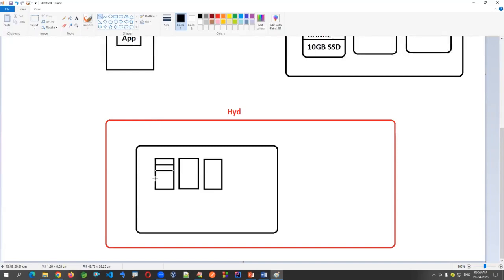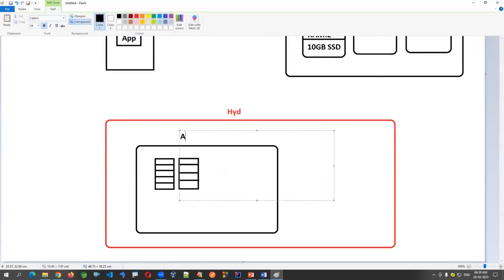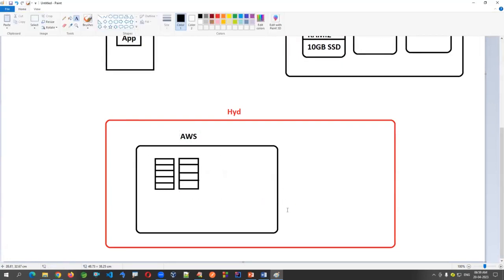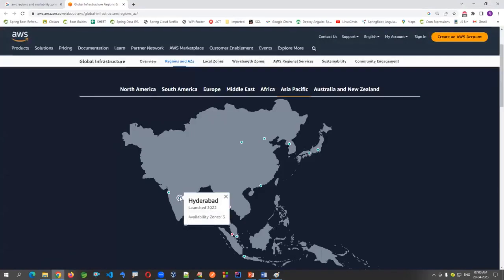This data center gives computing capacity, like you can take CPUs and RAM, storage capacity, you can use some SSD and hard disk, and you can take network capacity, routing, configurations, and all. These are all data centers. Like this is Hyderabad. AWS has taken it by purchasing some land, constructing some building, and placing some physical machines. This is actually called one region. You can see it's one region.